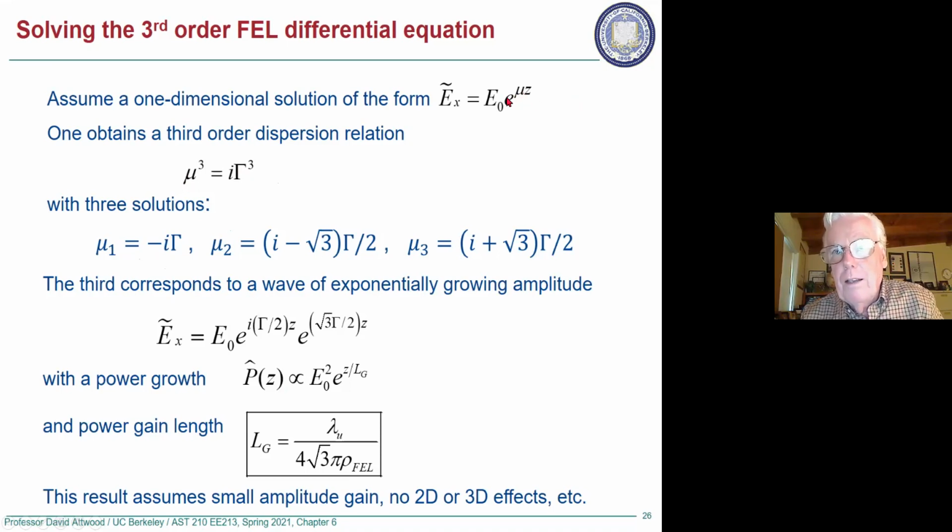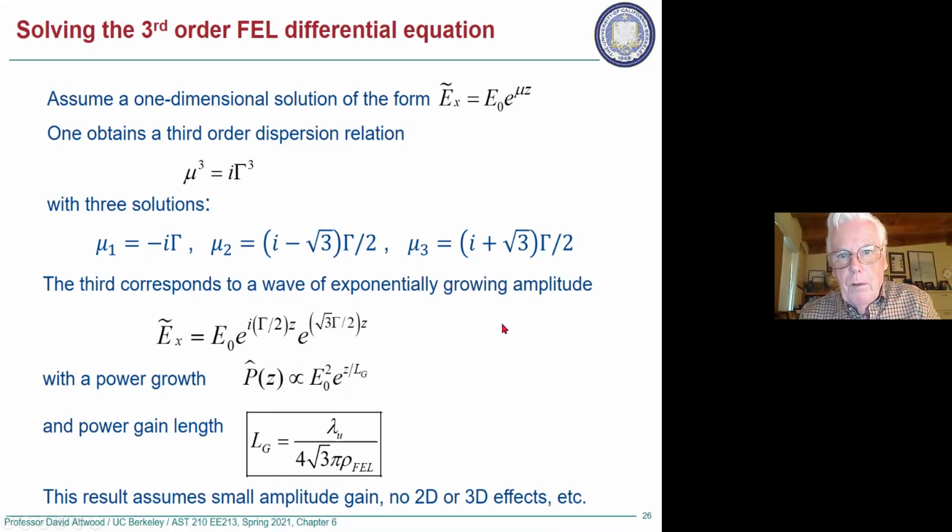There's no amplifier. This is not going to give an FEL because it just gives an oscillation, right? These two also have oscillations because they have an i term, but one of them has a minus sign on the real part, and one has a plus sign. And when you put that in, the minus sign here is going to give a decaying wave, and this one with the positive sign is going to be a growing wave. So of the three solutions, one is just an oscillation, one's a decaying wave, one's a growing wave. Okay, and that's the one we're interested in.